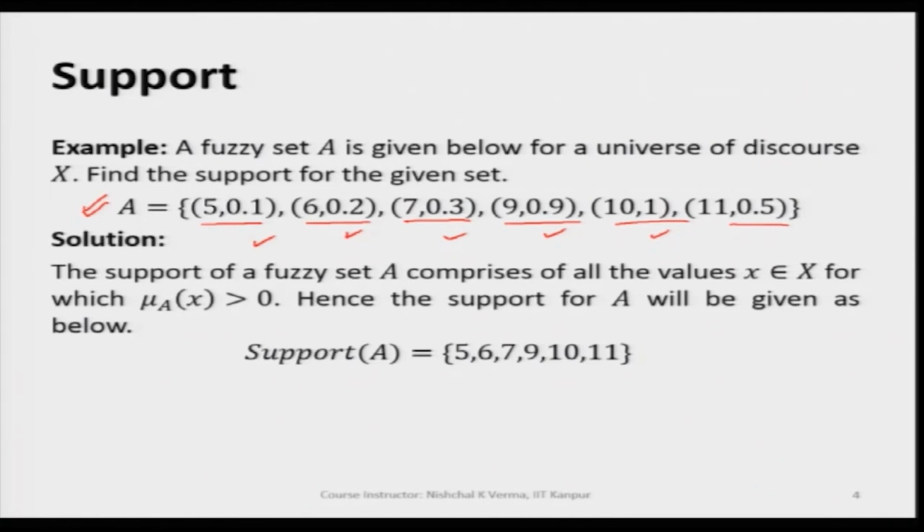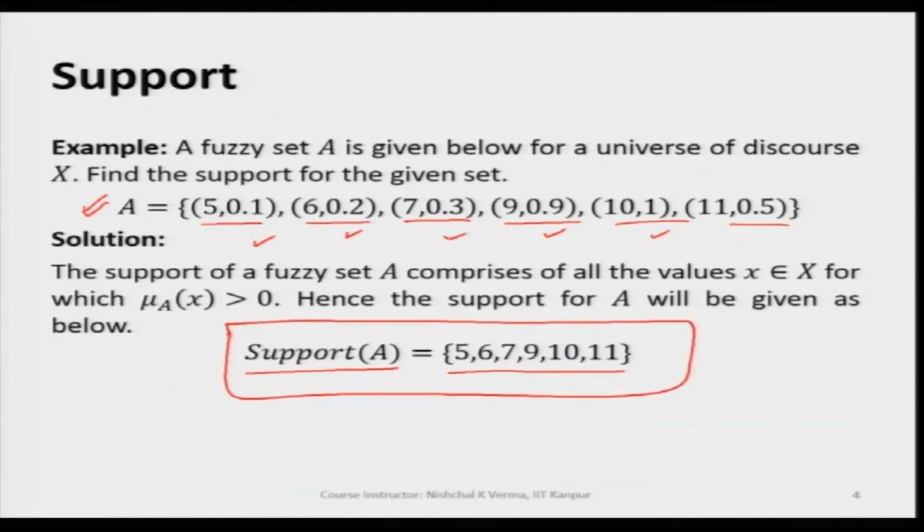So, it means that the support of A will have a set of all those generic variable values. If we would like to write the support of a fuzzy set, especially the discrete fuzzy set, then for this discrete fuzzy set we will have a set of points 5, 6, 7, 9, 10, 11. So, this way we will write the support of a fuzzy set like this.